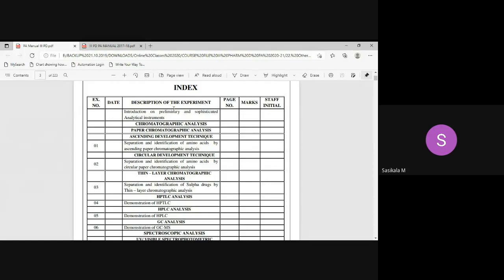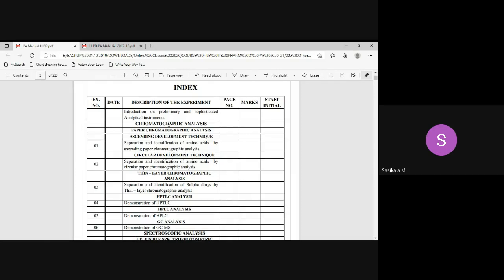On preliminary and sophisticated analytical instruments, which are applicable for your analytical part, what you are learning in the theory. Then chromatographic analysis is the major class, in which you are going to perform paper chromatography, that is ascending. Anybody wants to join? In ascending paper chromatography and circular paper chromatography, you need to perform these two experiments. You have done them. All right.